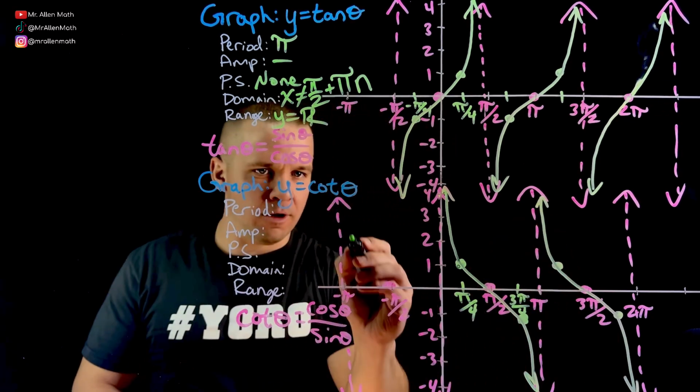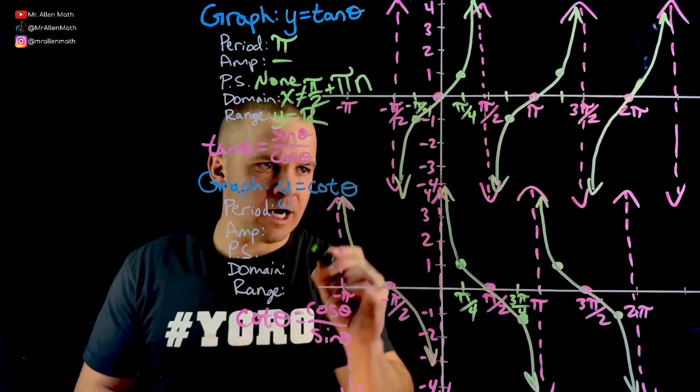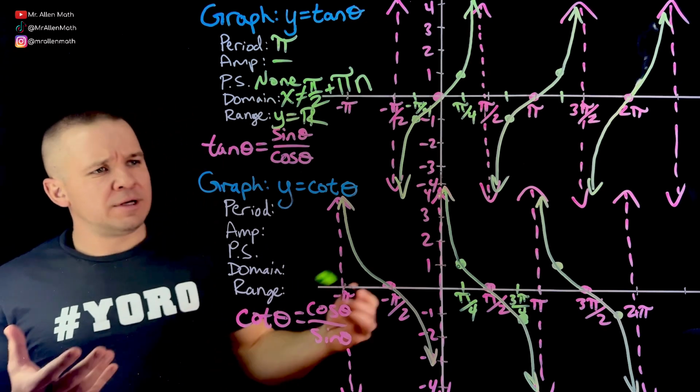Nice, beautiful. Awesome. All right. Super dope. So there we go. We got ourselves a nice cotangent graph.